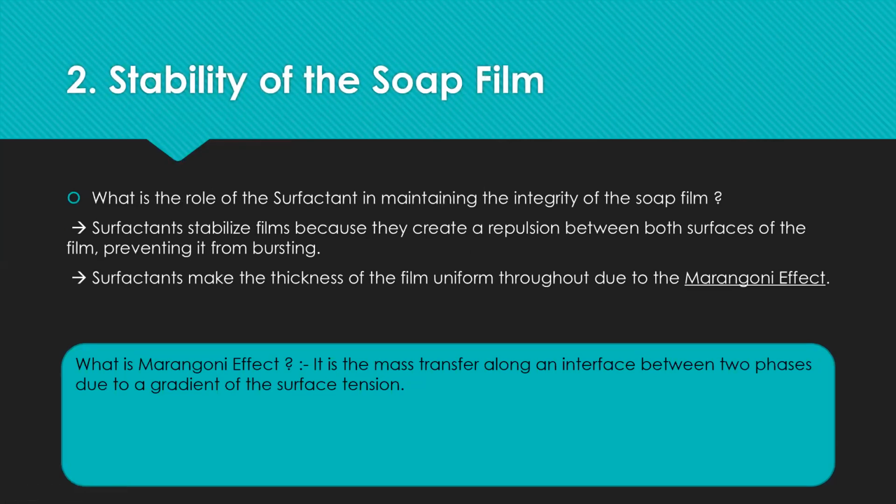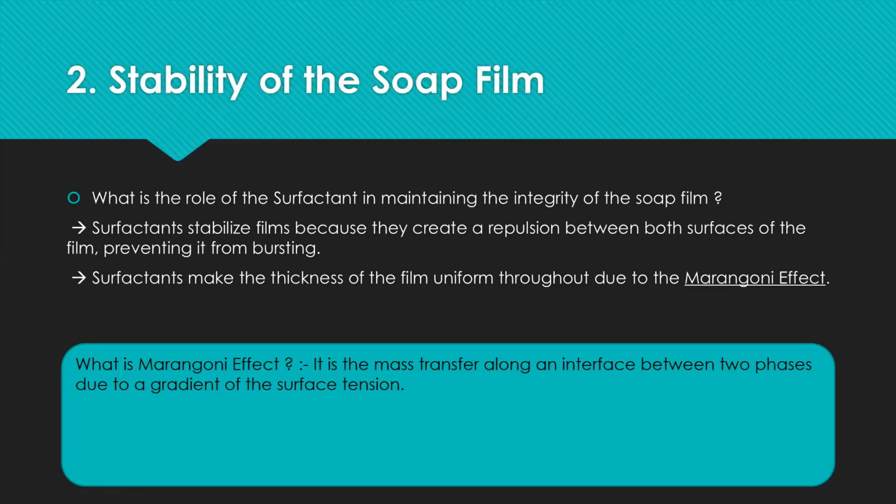Then here, what is the role of the surfactant? As I have explained, surfactants restabilize films because they create a repulsion between both surfaces of the film, preventing it from bursting. And surfactants make the thickness of the film uniform throughout due to the Marangoni effect.